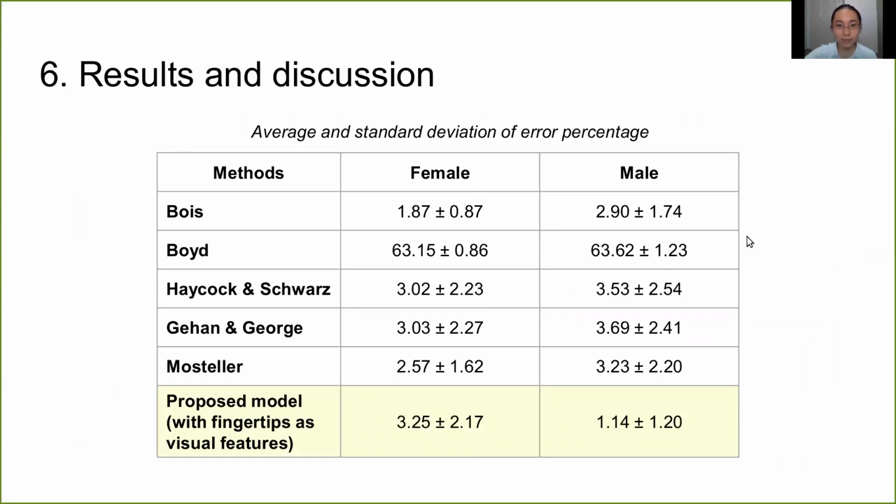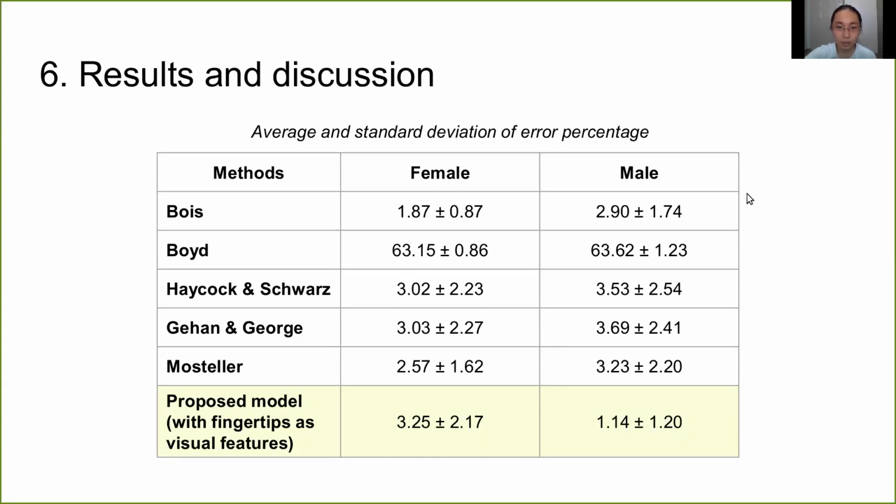So to understand the effectiveness of our model, we compare it with previous methods. As we recall, there are 2 groups of previous works. One uses a generic human figure and only gives the percentage of one's body part to the TBSA, not the exact TBSA value. The other uses height and weight, which are subject-specific data. Therefore, here, we only compare our results when using fingertips as the only visual feature with the second group that uses height and weight.